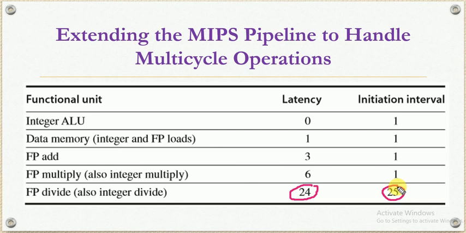So just understand the latency and initiation interval that are applied to various functional units, in a multi-cycle operation format available with the MIPS pipeline architecture. So that's it for now. We will continue with instruction level parallelism and other approaches used in instruction level parallelism in the next session. Thank you.